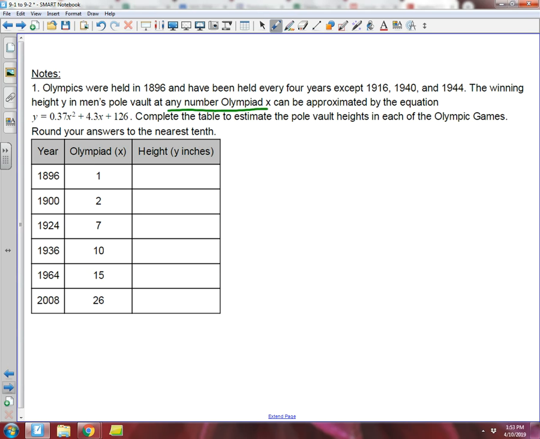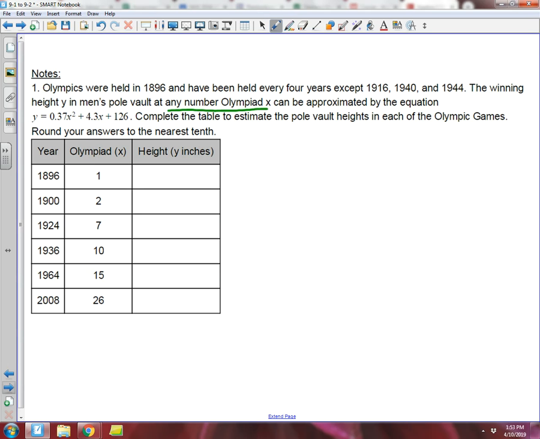I might have to look at that. Interesting. Okay, so I asked you what X stands for. What does Y stand for? The height in what? In what units? Inches, okay? This is talking about inches.